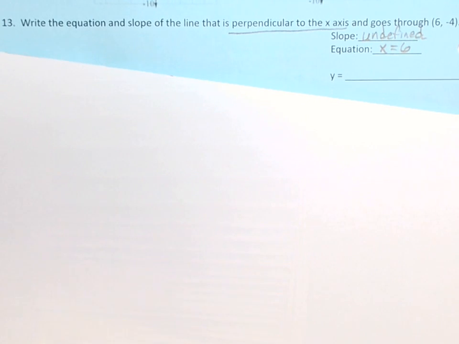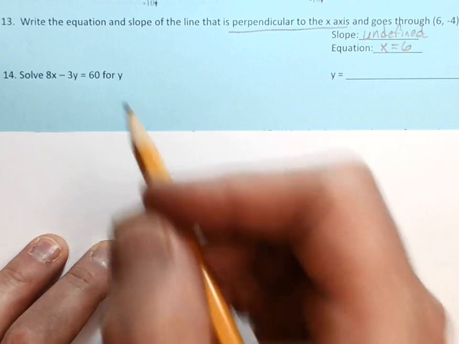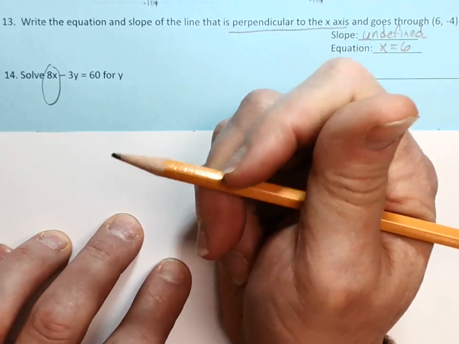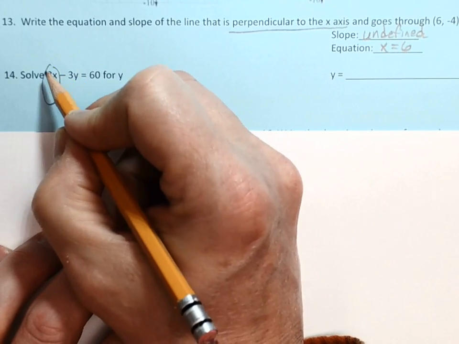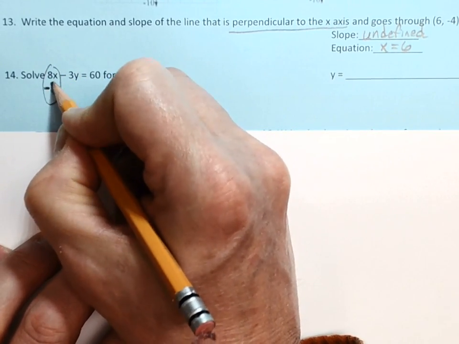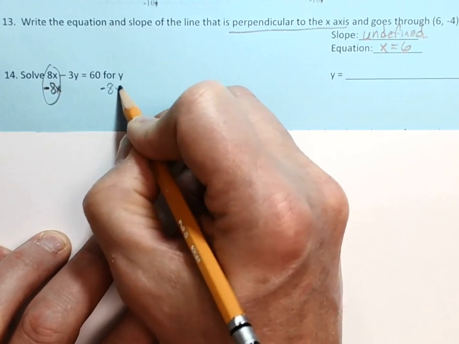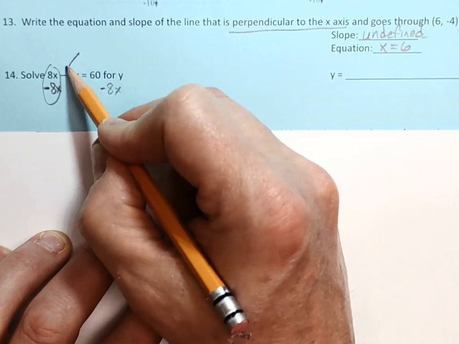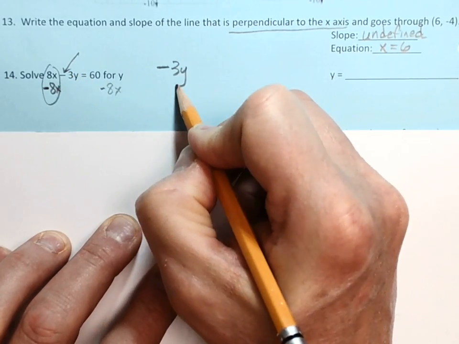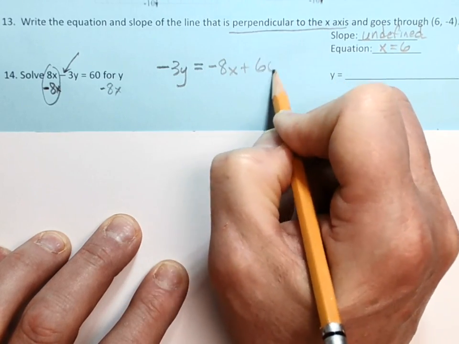Alright, problem number 14, we're going to solve for y, so we're going to make 0 out of our 8x term, and 8x is positive, so in order to get an opposite, I'm going to subtract, and what I do to one side, I do to the other. I'm going to rewrite. And right here is a little booby trap. It's -3y is now equal to -8x plus 60.